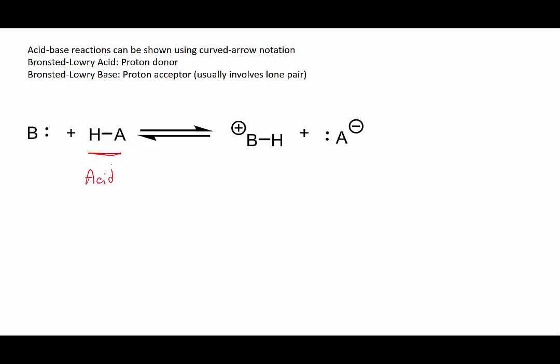A base is a proton acceptor. Typically, it's going to have a negative charge or a lone pair. So, after the acid-base reaction, the base picks up a proton and becomes the conjugate acid, because now it can do the reverse reaction and give up that proton. The acid becomes the conjugate base, because now it can pick up the proton from the conjugate acid.